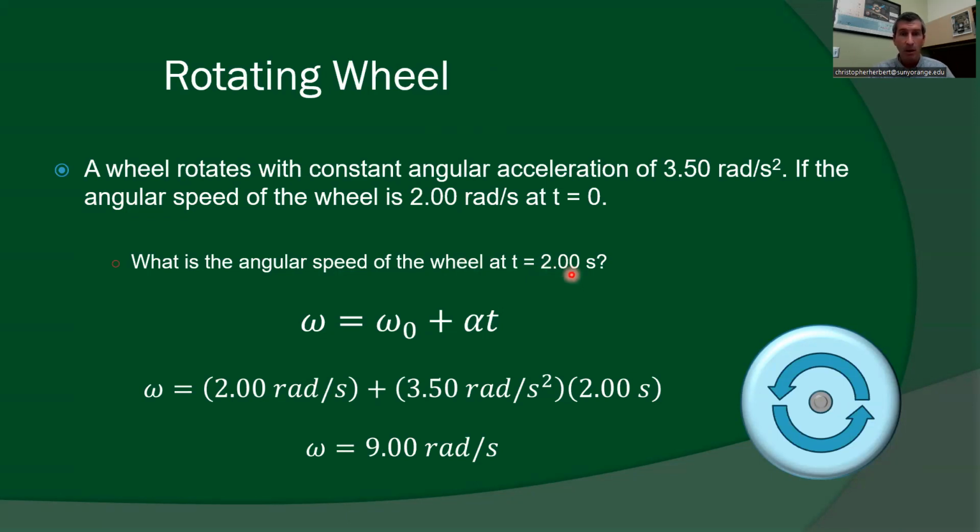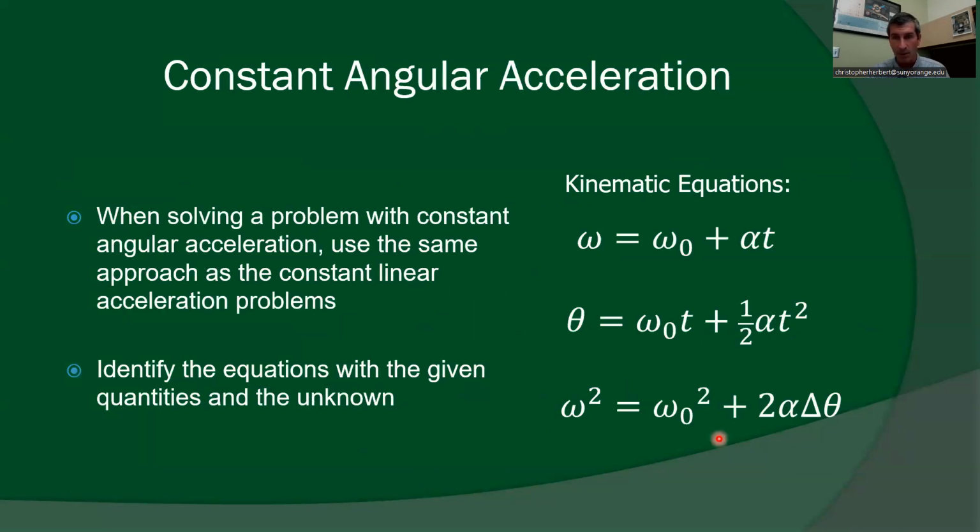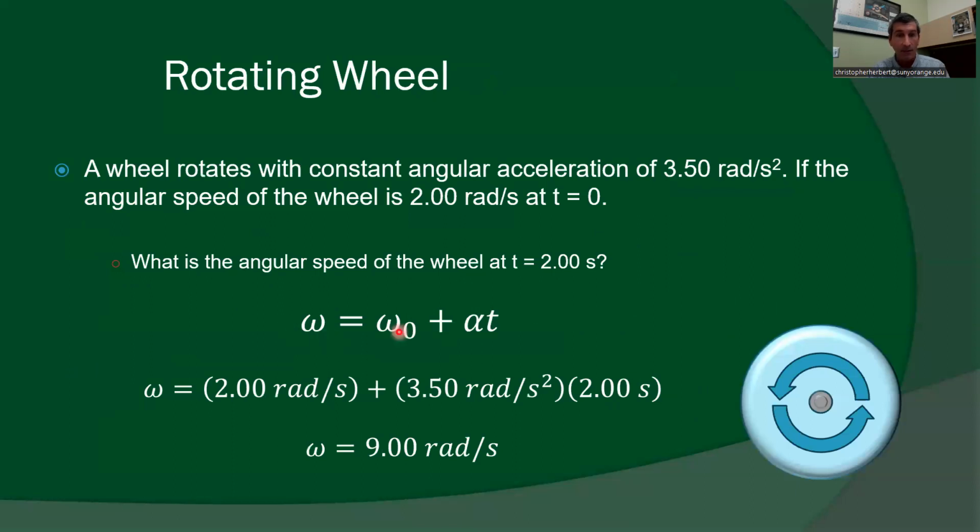So we know our initial angular velocity, we know our angular acceleration, we know our time, okay? This is the only equation out of all of those that works for this. This doesn't work because angle is unknown and time is unknown. This doesn't work because omega is not known and angle is not known. So this one works, and all we need to do is plug in our values. Initially, 2 radians per second. Our acceleration, 3.5 radians per second squared. Time, 2 seconds.